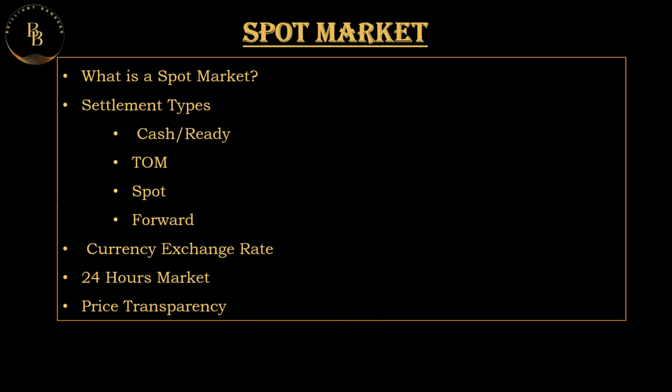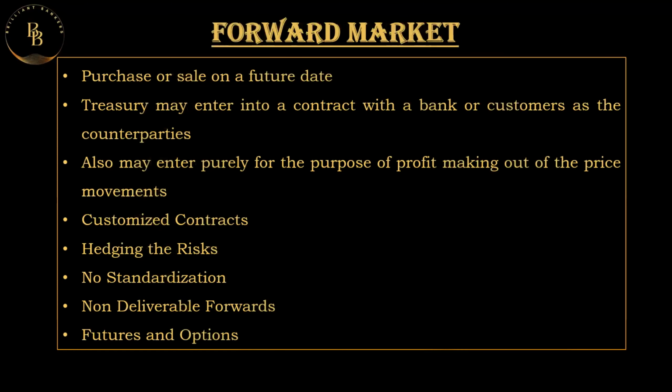As we had discussed the types of settlement, now let's go for the forward market. So, what is a forward market? It's a purchase or sale of any commodity or currency on a future date. To define it, the forward market involves an agreement between two parties to buy or sell an asset, for example a currency, at a specified future date and at a predetermined price.